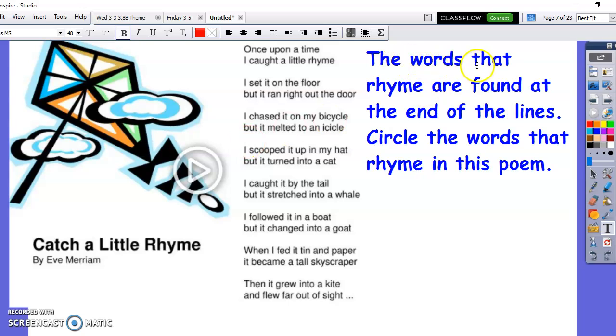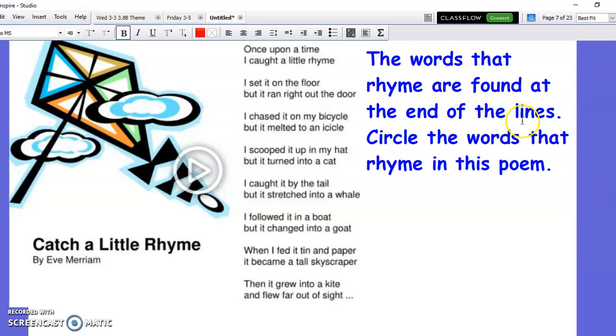Here's another one. The words that rhyme are found at the end of the lines. Circle the words that rhyme in this poem. Time, rhyme, floor, door, bicycle, icicle, hat, cat, tail, whale. Again, I'm not looking at the words here at the beginning or in the middle. I'm always looking at the end to see the words that rhyme. And in this one, the first and second lines of each stanza rhyme. And that's what gives the poem its rhythm.